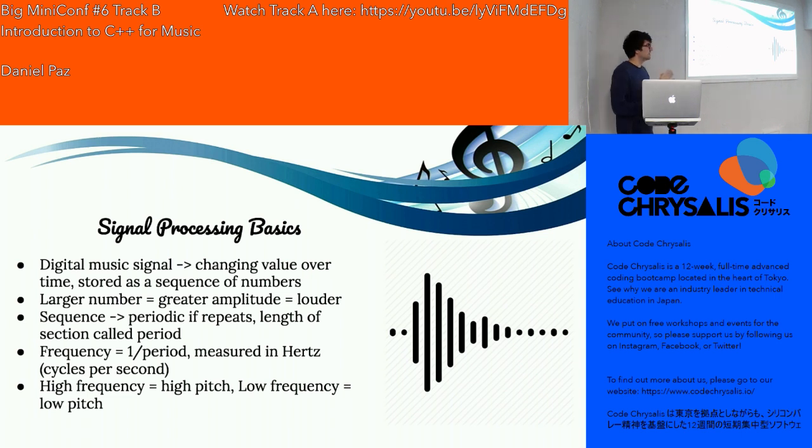The sequence is periodic if it repeats. The length of this section is called a period. And the frequency is measured as 1 over period. That's in hertz, which means cycles per second, if that's easier to think about. A high frequency means a high pitch. A low frequency means a low pitch.